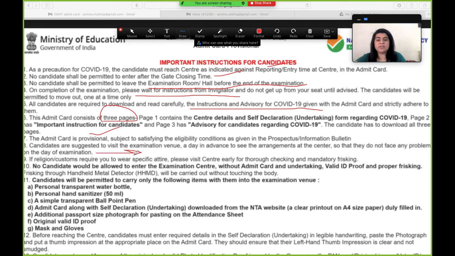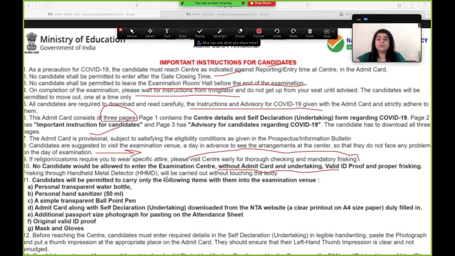Okay, as an advice, yes, you should visit the examination venue a day prior so that you know what's your center, what you need, what you don't need. If religion or customs require you to wear specific attire, please visit the center early for thorough checking and mandatory frisking. If you have some such constraints, please make sure you reach the center before. Do not create a havoc for yourself by reaching last minute. No candidate would be allowed to enter the examination center without admit card and undertaking, valid ID proof, and proper frisking. Frisking is done through a metal detector, which will be done for everybody. Along with that, your complete 3-page admit card and valid ID proof is mandatory.